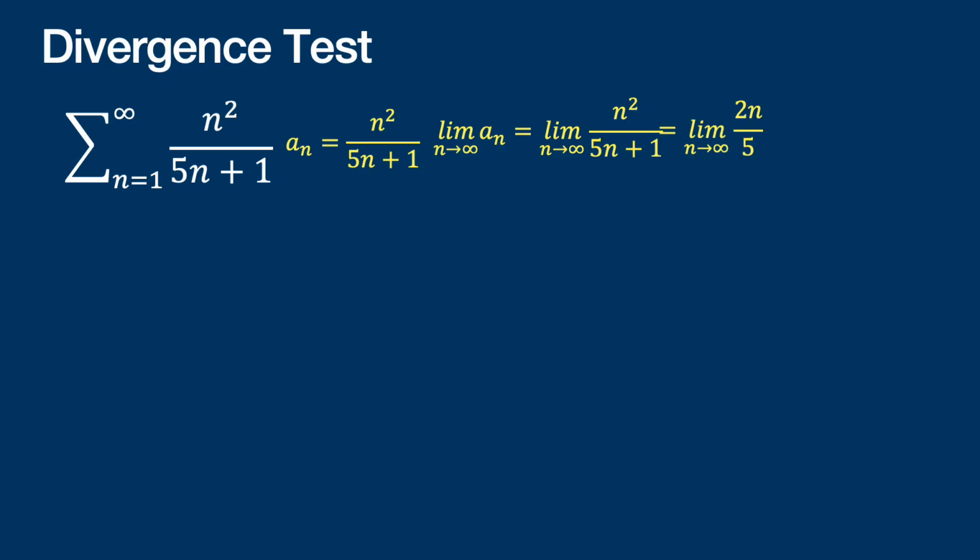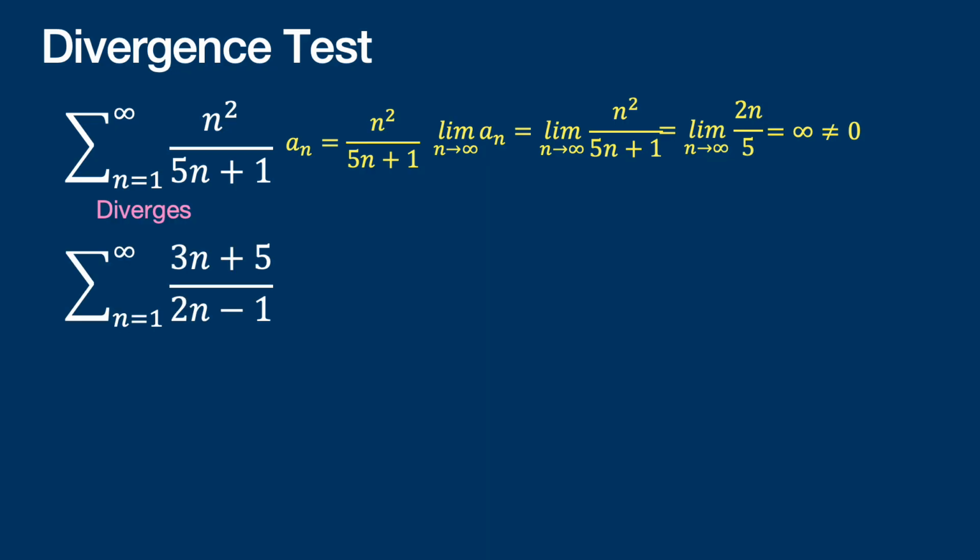So you see, the limit as n approaches infinity is 2n over 5. So this limit going to infinity is not 0. So you're going to say that the series is going to be divergent. The general term is not going to 0, so the series is going to be divergent.